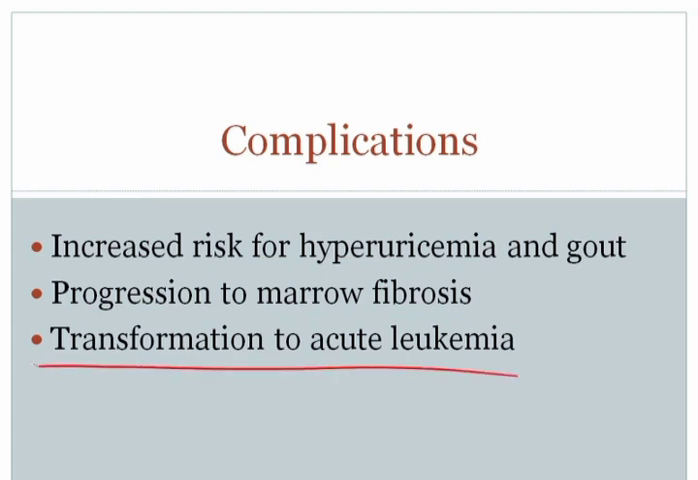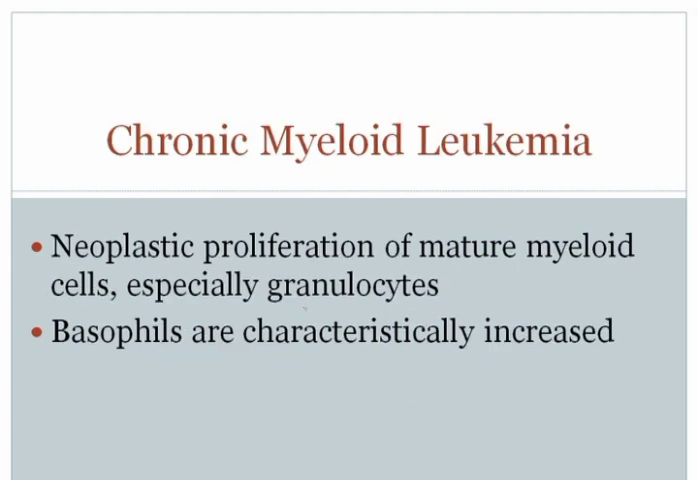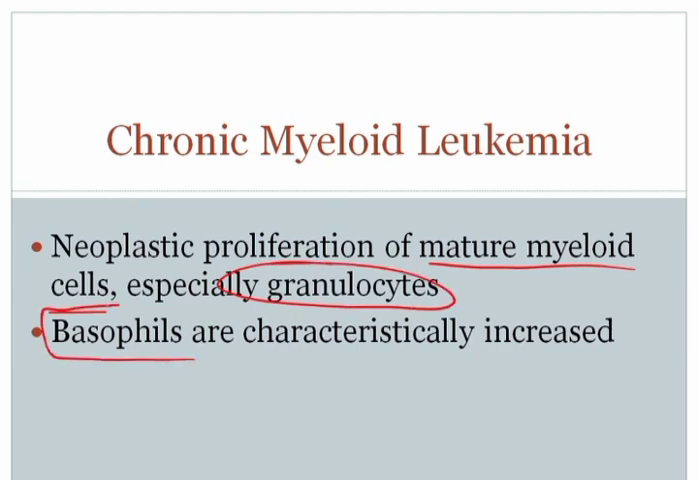You've got mutations in a stem cell that allows the stem cell to develop and produce mature cells. However, if those mutations were to progress, you could easily arrest the stem cell in the blast phase, resulting in an acute leukemia. The first of these is CML, or chronic myeloid leukemia. This is a neoplastic proliferation of mature myeloid cells, as I've already explained. However, the predominant cell are granulocytes. One characteristically increased granulocyte are the basophils.